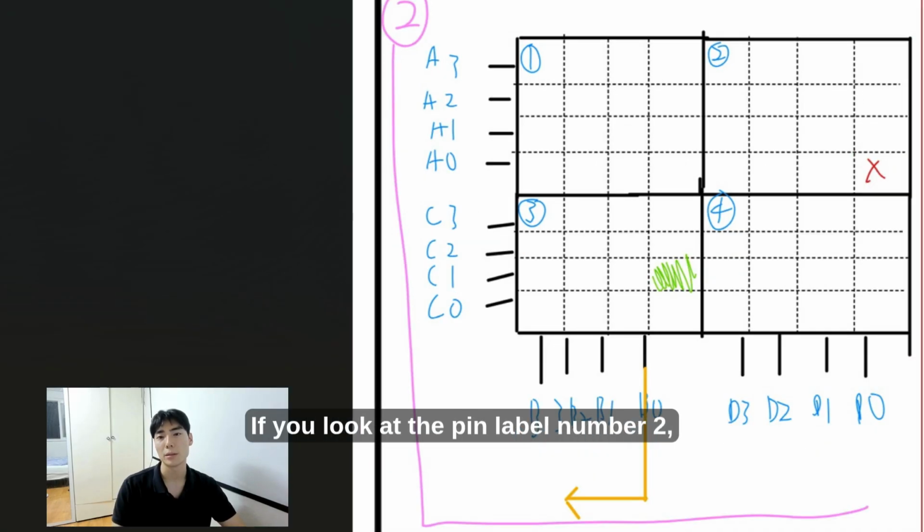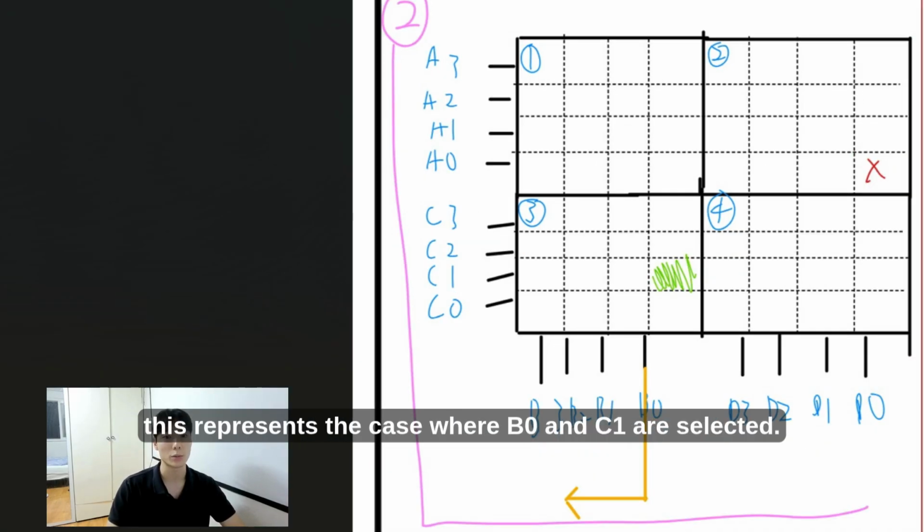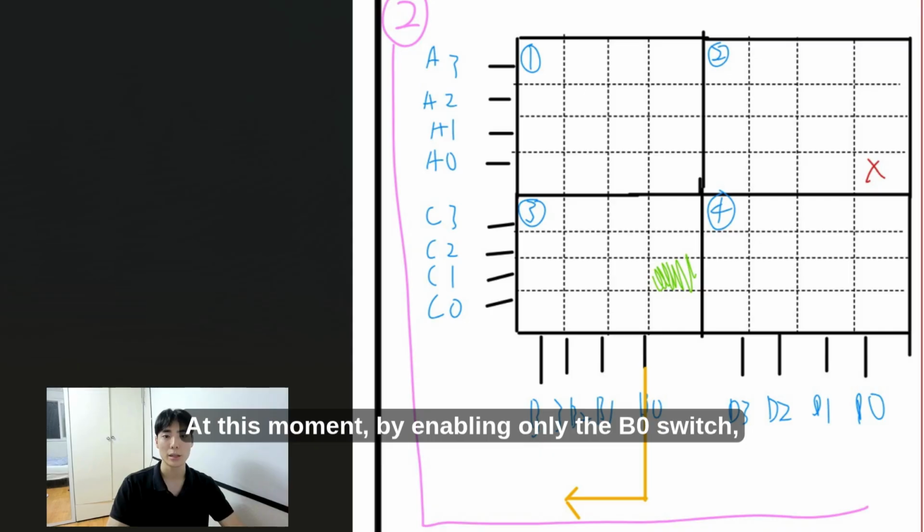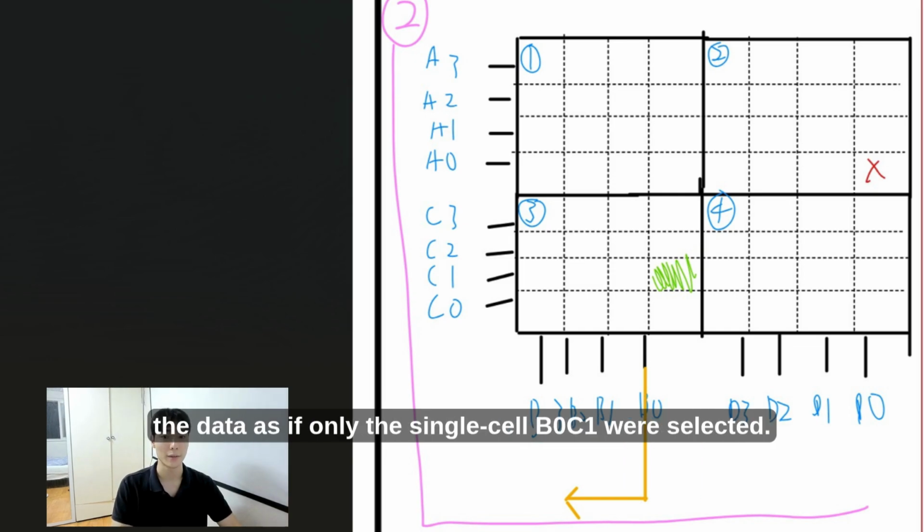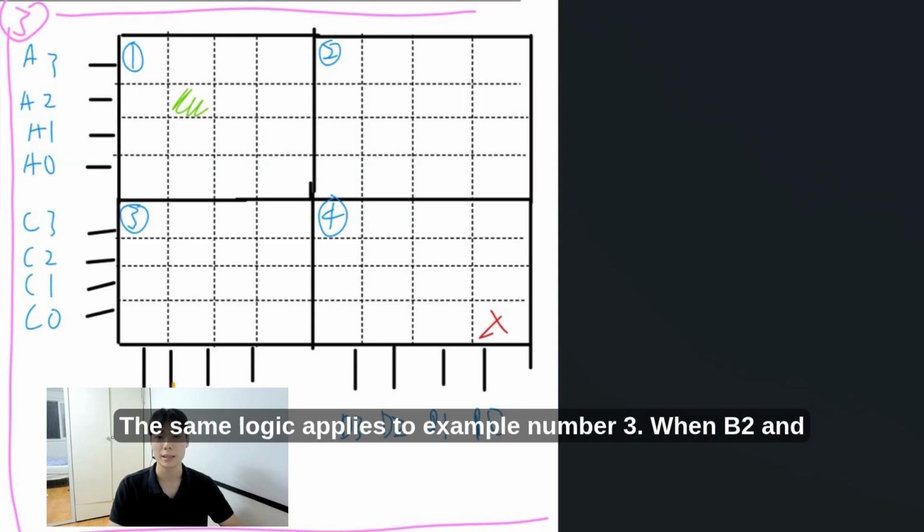Let's see how the SRAM actually operates. If you look at the pink label number 2, this represents the case where B0 and C1 are selected. By activating decoders B and C, the unselected decoders A and D automatically point to 0, targeting the dead cells. At this moment, by enabling only the B0 switch that connects the bit line to the peripheral block, we can successfully isolate and access the data as if only the single cell B0C1 were selected. The same logic applies to example number 3.